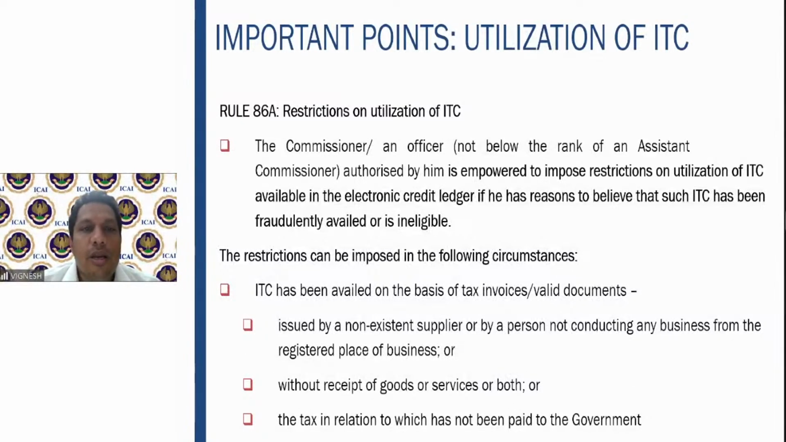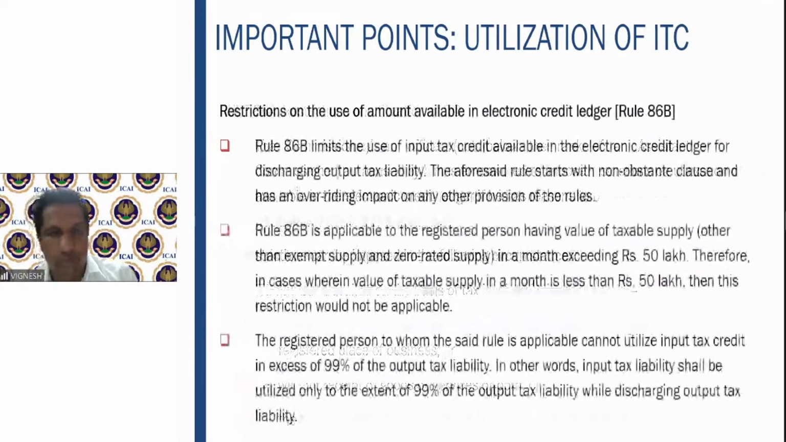And the commissioner or any officer authorized by him can impose restrictions on utilization of ITC available in the electronic credit ledger if he has reason to believe that such ITC has been fraudulently availed or is ineligible. Now, what are the circumstances? As I told you, ITC is availed on the basis of tax invoices or valid documents issued by a non-existent supplier, or by a person not conducting any business from the registered place of business, or without receipt of goods or services or both, or the tax in relation to which has not been paid to the government.